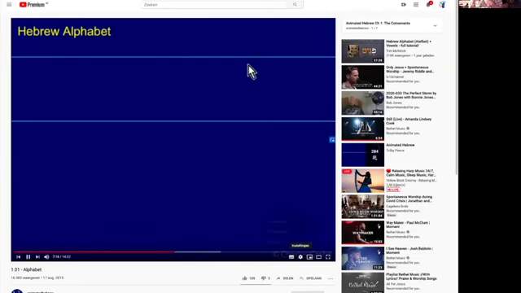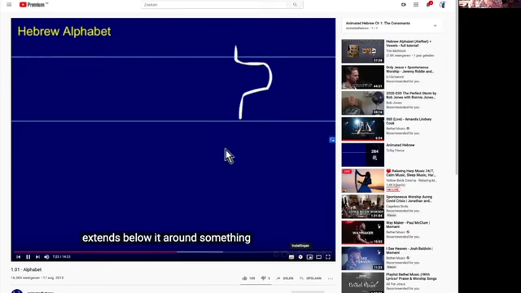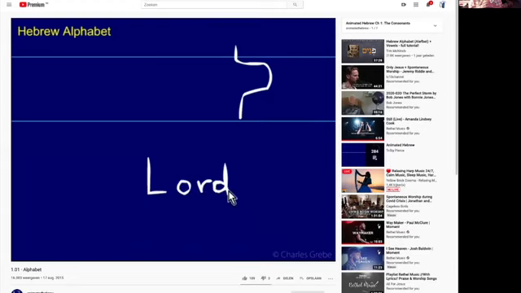After Kaf, we have Lamed. Now Lamed starts above the line, extends below and around, something like that. Lamed is our L sound, as in Lord. So Lamed is L, as in Lord.